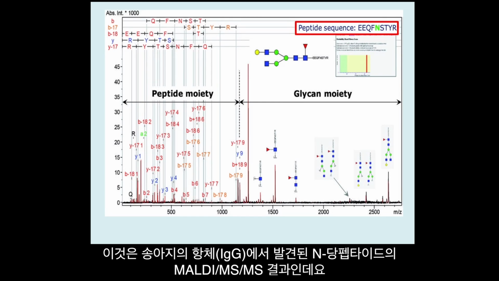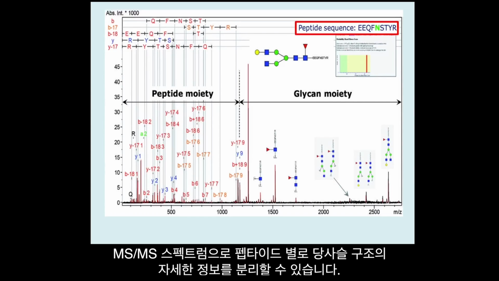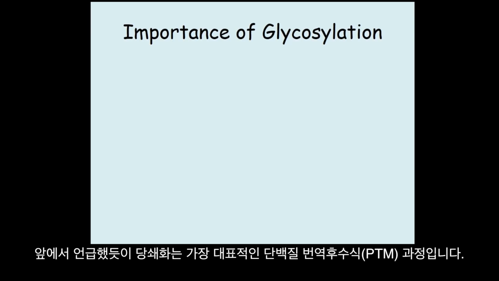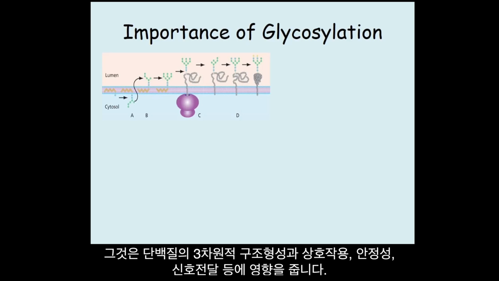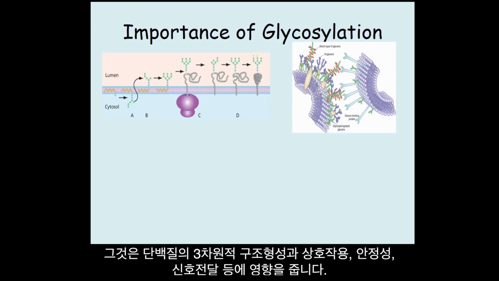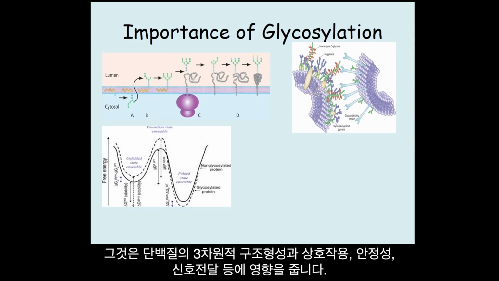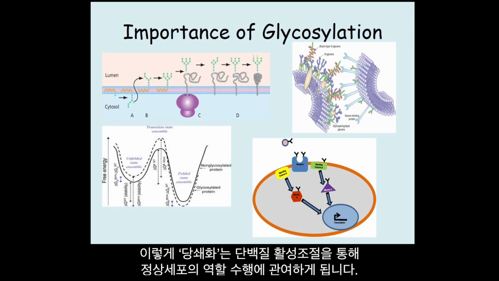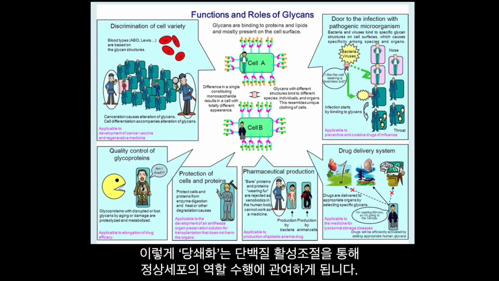This is another example showing MALDI MS spectrum of N-glycopeptide detected from bovine IgG. From the same MS spectrum, detailed information can be derived on the peptide mass, peptide sequence, and the glycan structure respectively. As discussed earlier on, glycosylation is the most common post-translational modification of protein. It plays an important role in protein folding, interaction, stability, as well as signal transduction. By regulating protein activity, glycosylation is involved in the normal functioning of the cell and in development of diseases.